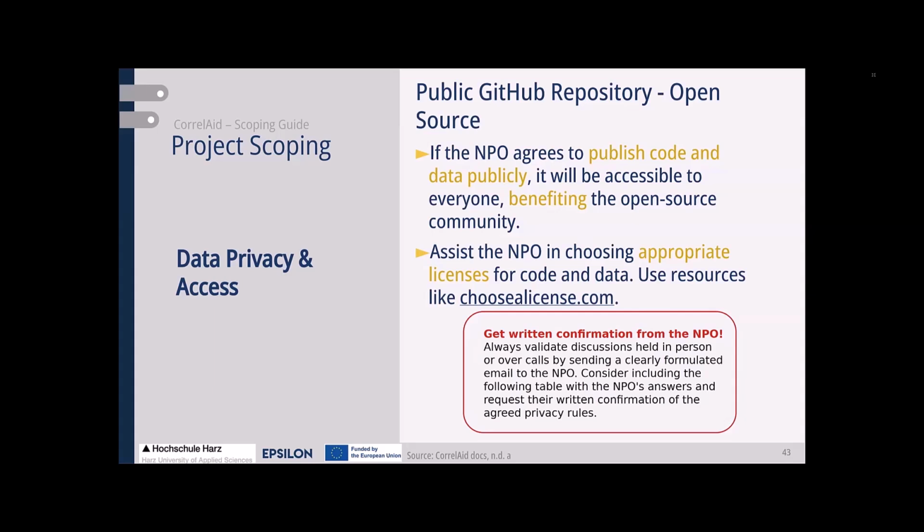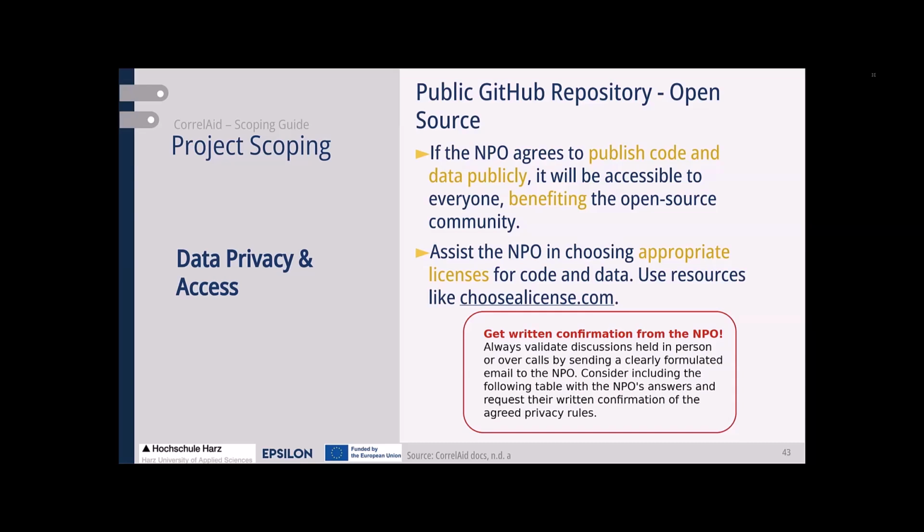And also, which also belongs to the services of social data science, is to assist the nonprofit organization to choose the appropriate licenses. And there, make sure that you assist the nonprofit organization rather than provide the full service. If you are involved in such a topic, please use open source resources like choosealliances.com.